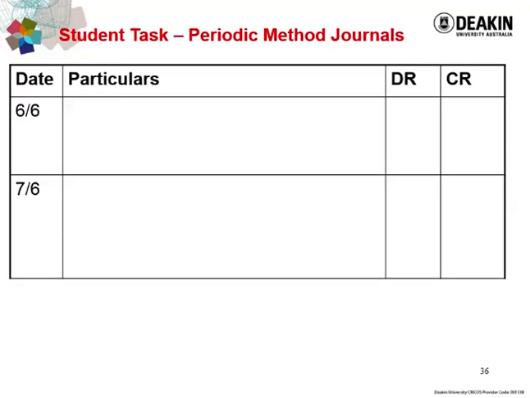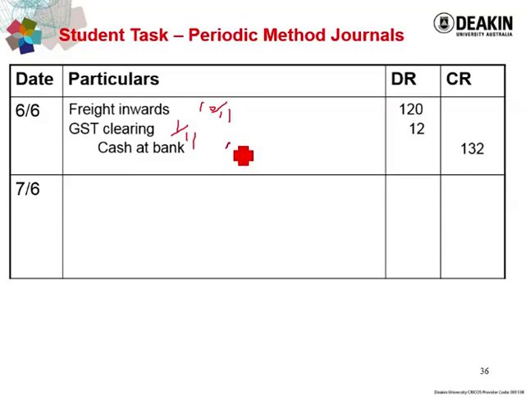Then on 6th of June, we paid freight inwards of $132, GST inclusive. And remember, transportation has GST because it is a form of service. So we debit freight inwards $120 net of GST, debit GST clearing $12 because businesses have GST recoverable from purchase of service. So this is 10 over 11, this is 1 over 11, and credit cash at bank, GST inclusive amount 132.